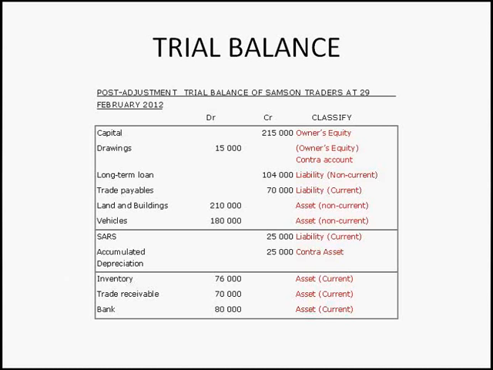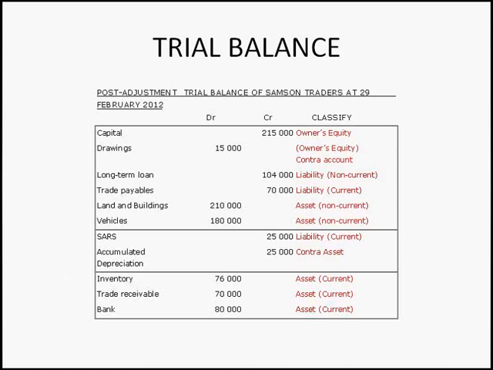SARS. Now this is an interesting one. SARS is the tax that I owe the South African Revenue Service, and because it's tax I owe and I haven't paid it yet, I then have to see it as a liability, and specifically it's a current liability because I would have to pay it within 1 year, because remember we pay tax annually.